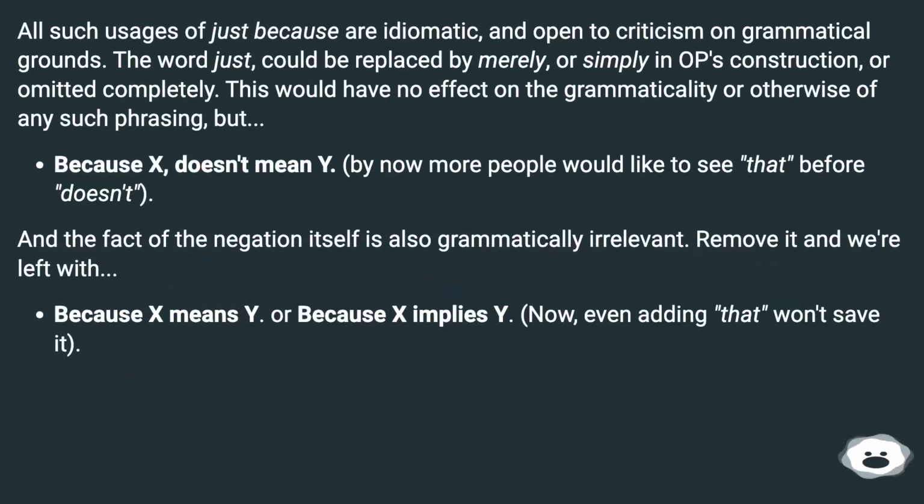All such usages of "just because" are idiomatic, and open to criticism on grammatical grounds. The word "just" could be replaced by "merely" or "simply" in this construction, or omitted completely. This would have no effect on the grammaticality or otherwise of any such phrasing: "because X doesn't mean Y." By now more people would like to see "that" before "doesn't." And the fact of the negation itself is also grammatically irrelevant. Remove it and we're left with "because X means Y," or "because X implies Y." Now, even adding "that" won't save it.